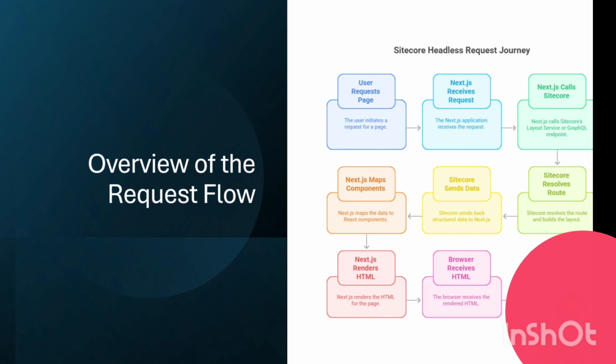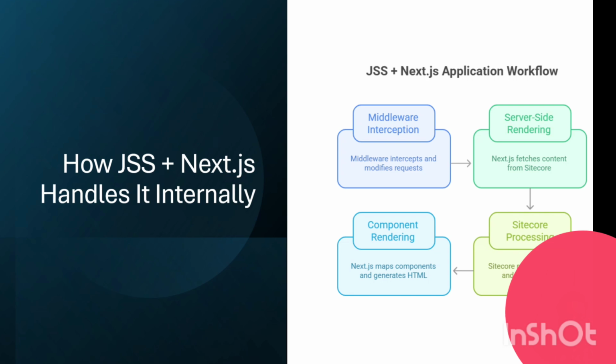Firstly, let's suppose that the user requests a page, say an about page. Then the Next.js app receives the request. Then Next.js calls the Sitecore Layout Service or GraphQL endpoint to fetch layout and content JSON. Sitecore resolves the route, builds the layout, applies personalization, and sends back structured data. Then Next.js maps those components to React components and renders the HTML. The rendered HTML is sent to the browser and React hydrates it for interactivity. This is simply powerful, and the entire flow happens in milliseconds. How exciting is that? Now let's look inside what actually happens in a JSS plus Next.js application.